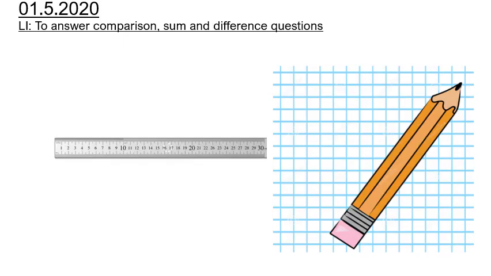To get prepared, you need paper, pencil, and a ruler. After you've got your material, write today's date and the learning intention neatly, and then underline it. The learning intention is to answer comparison, sum, and difference questions. Pause here while you get that done.